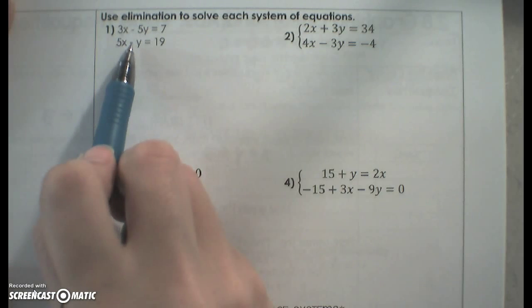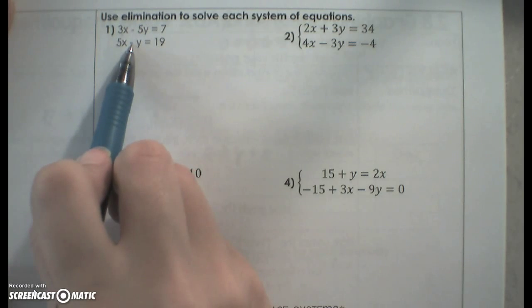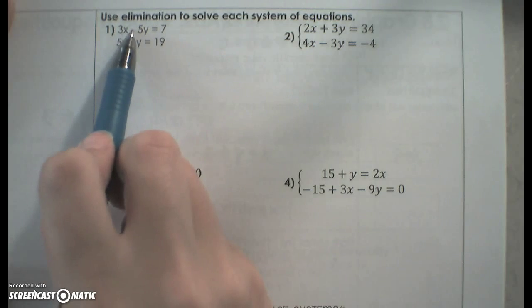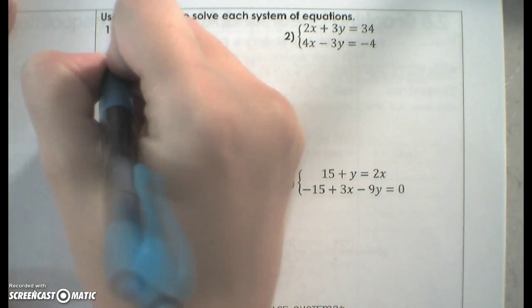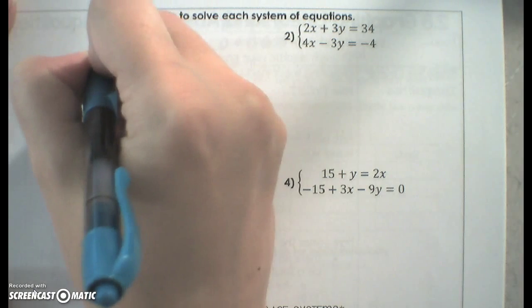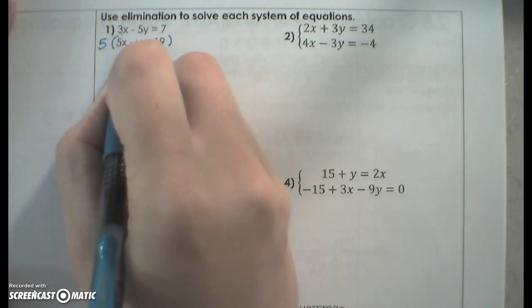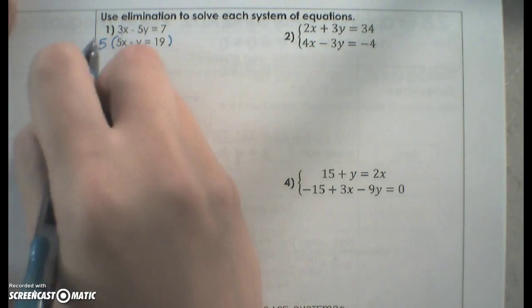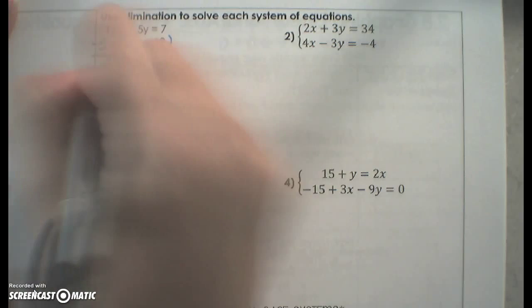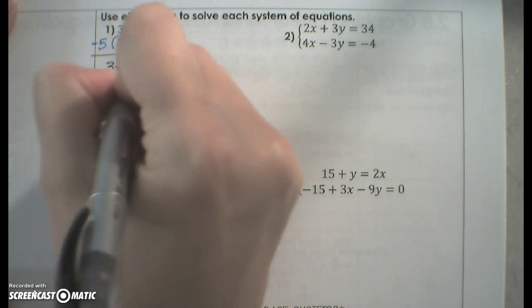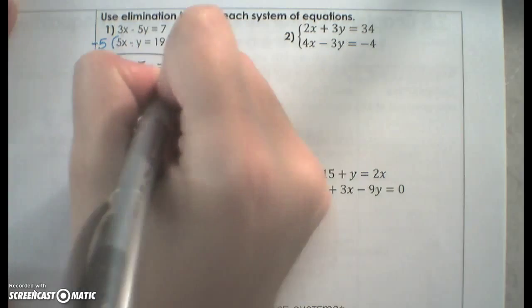5y, could we get this to be a +5y so that it could cancel with a -5? Yeah. We would have to multiply this equation by a 5, and to get this to become positive, we would need to make it a -5 that we were multiplying by. So what I'm going to do first is rewrite my top equation and leave it alone.